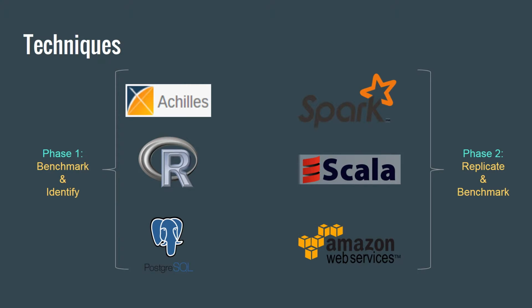The Spark benchmarks were done with a single node and a 4-node cluster to also understand the scaling aspects of Apache Spark. Phase 2 consists of taking the selected long-running analytics from Phase 1 and running them using Apache Spark.